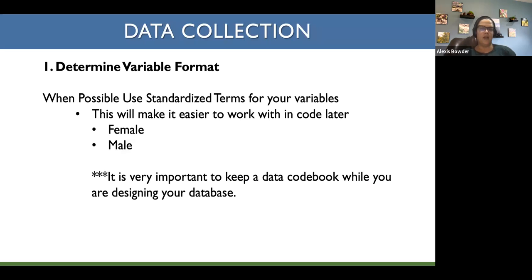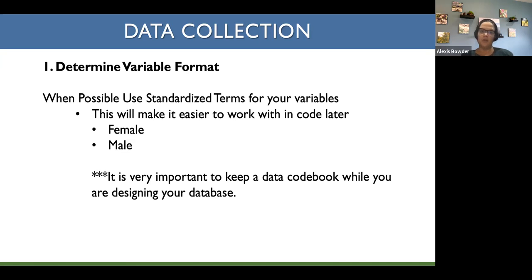When we look at data collection, the first thing we need to do is determine the variable format. So think back to what type of variable you have, whether it's a nominal variable, a discrete variable, or a continuous variable, and that will help you decide how you want to standardize it for your data collection tool. And then you want to try to standardize as much as possible because this will make it easier to work with in code later.